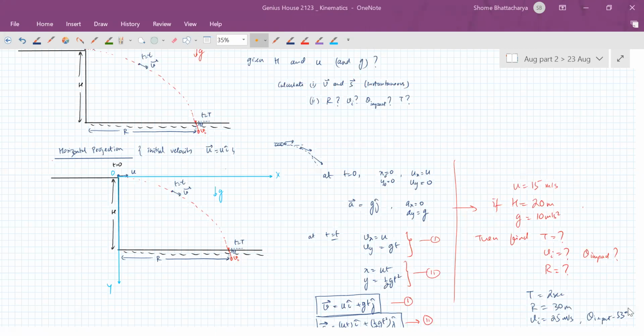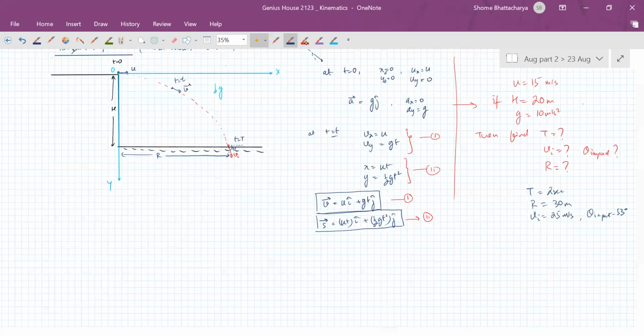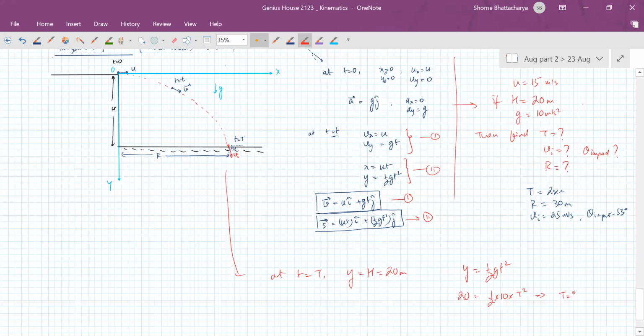Right. So I will just illustrate the calculation. The important thing is, as you can see from this diagram, at t equal to capital T, the y component of displacement has become the value of h, or 20 meters. So start with this equation: y is equal to half g t square. In that you substitute 20 meters at this time. So that gives you the time as 2 seconds.